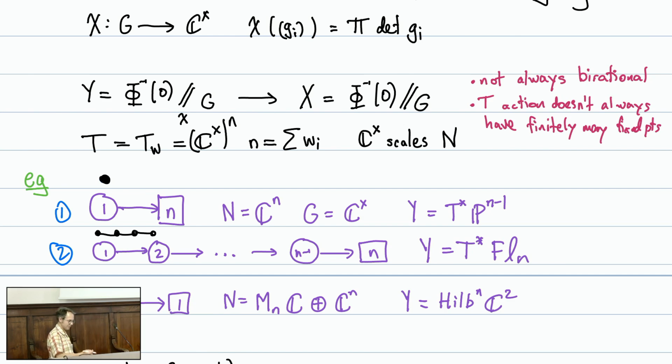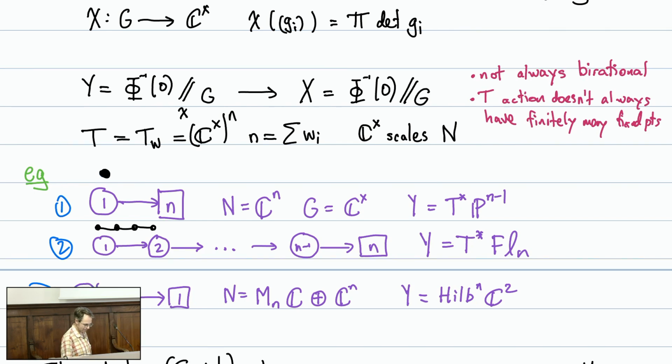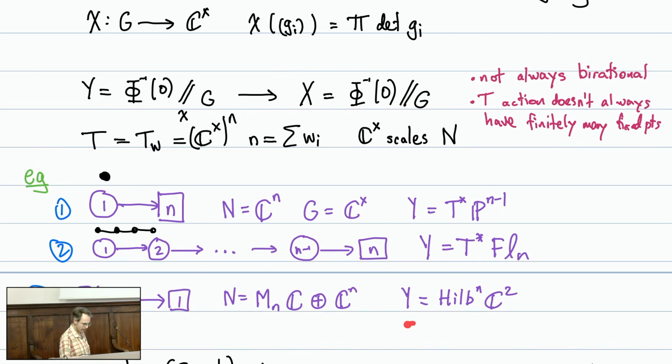So after I frame it, it looks like that. And I put an n-dimensional vector space here and a one-dimensional vector space in the framing. And so my space consists of the data of a linear map like so. So that's an n by n matrix. And a linear map like so. So that's an element of C^n. I mean, a map from C^n to C^1, it's like C^n dual, whatever. And then it turns out that the resulting quiver variety you get is the Hilbert scheme of n points on C^2.